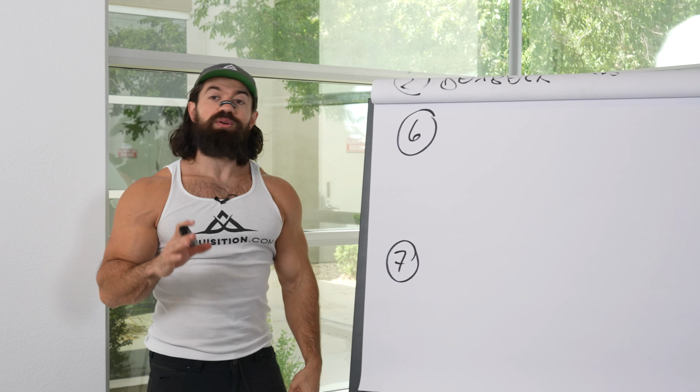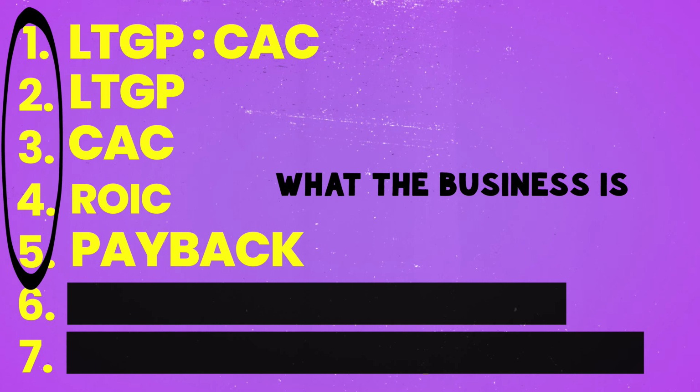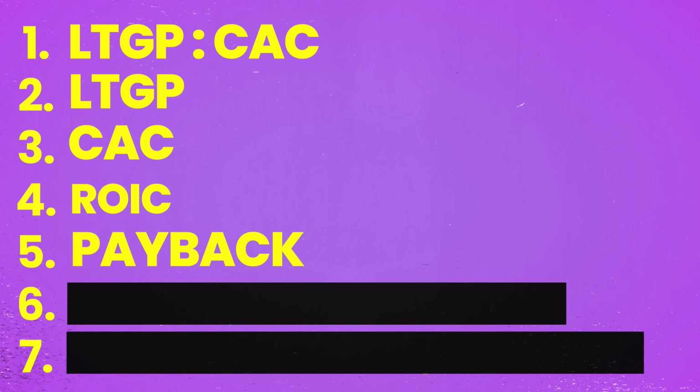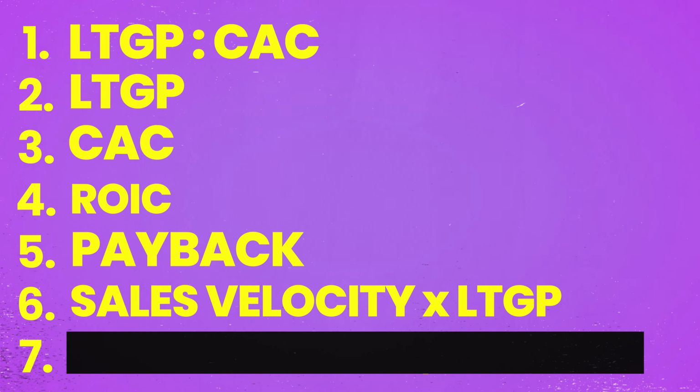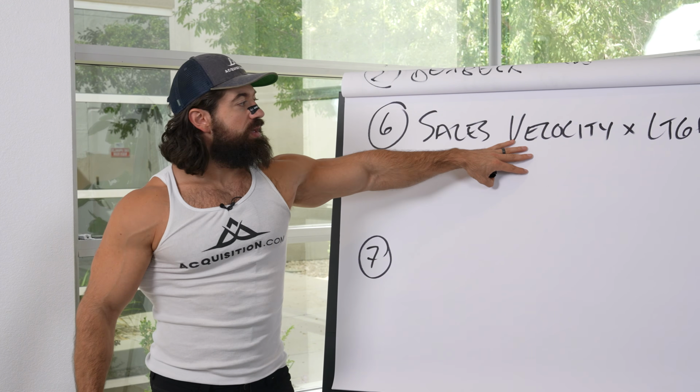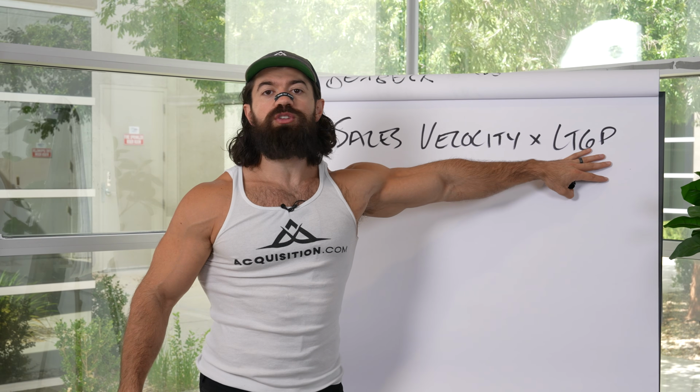So these are all about predictions. Up to this point, we've gotten a steady state of, okay, this is what the business is. Six, seven, and eight are all about what it can do in the future, okay? So number six, that I love this one, is sales velocity times lifetime gross profit, which means how many units are we selling per month times what are these people gonna be worth to me over the lifetime.